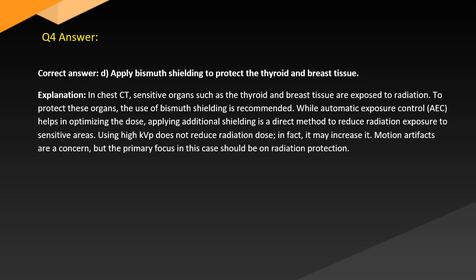Answer. Correct answer. D. Apply bismuth shielding to protect the thyroid and breast tissue. Explanation. In chest CT, sensitive organs such as the thyroid and breast tissue are exposed to radiation. To protect these organs, the use of bismuth shielding is recommended, while automatic exposure control helps in optimizing the dose. Applying additional shielding is a direct method to reduce radiation exposure to sensitive areas. Using high kV does not reduce radiation dose. In fact, it may increase it. Motion artifacts are a concern, but the primary focus in this case should be on radiation protection.